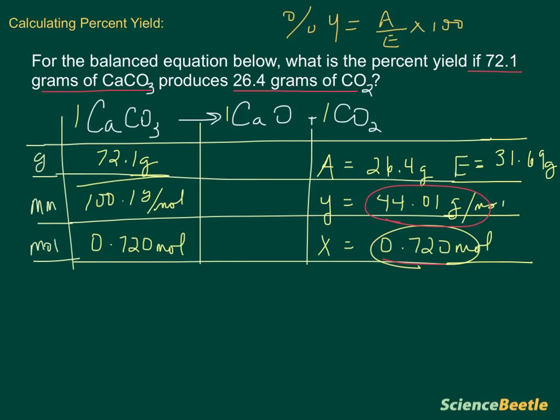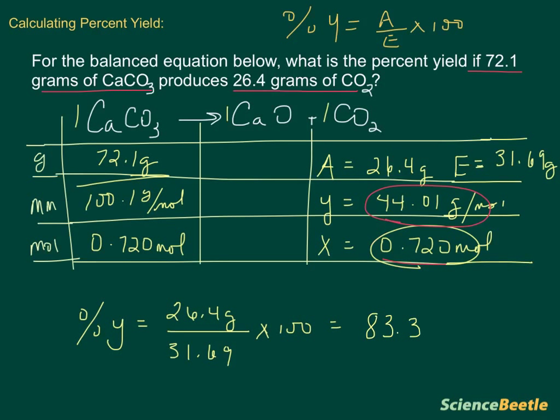So now I have an E value, and I already had an A value, so all I need to do now is plug into the equation which I have up top. I'm just going to rewrite it down here at the bottom. My percent yield is going to be equal to my A value, which is 26.4 grams, divided by my E value, my expected, or 31.69. I'm going to take this value, multiply it by 100, and that will give me the percentage that I want. That percentage comes out to 83.3% yield. And this is my answer for this particular problem.